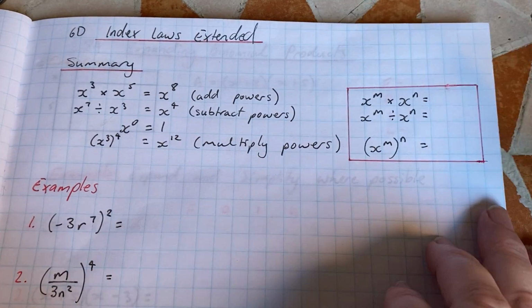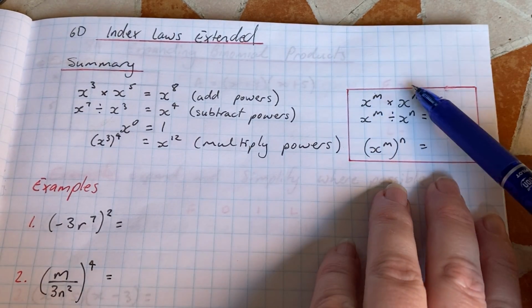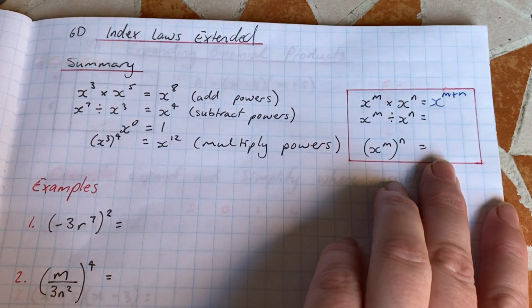That can be written algebraically. So you write the base again. The powers here are m and n. We add m plus n.